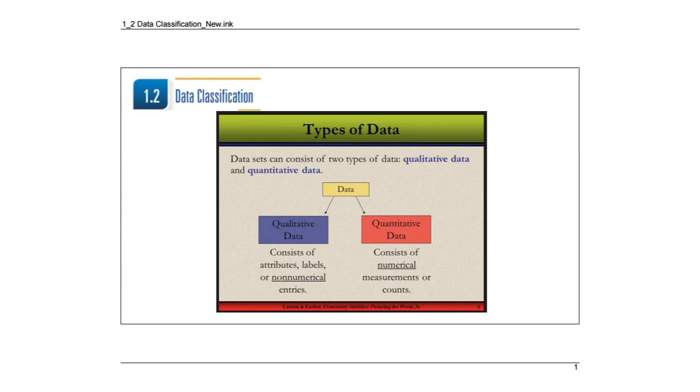This is 1.2 data classification. There's a lot going on in this section, so you definitely want to use your flashcards. So data sets, we have two different kinds of data. We have qualitative, which consists of attributes, labels, or non-numerical entries. I'm going to show you lots of examples in just a minute. And then we have quantitative data that consists of numerical measurements or counts.